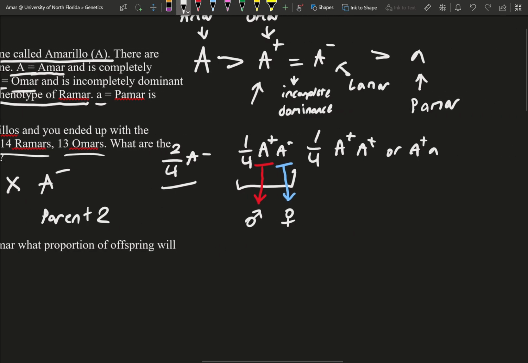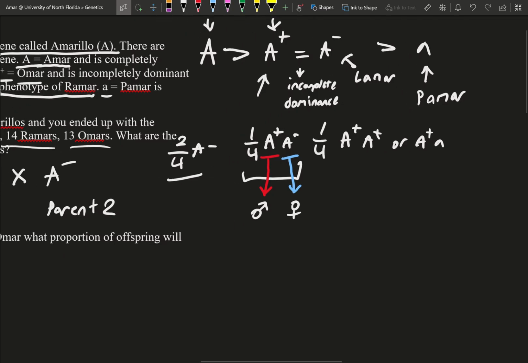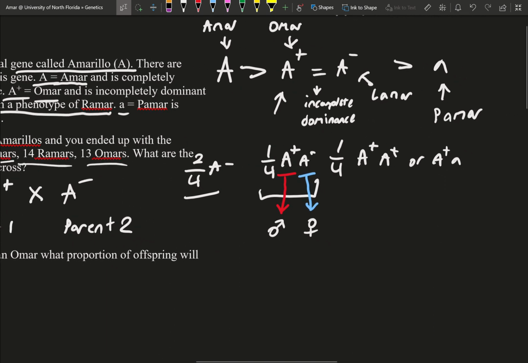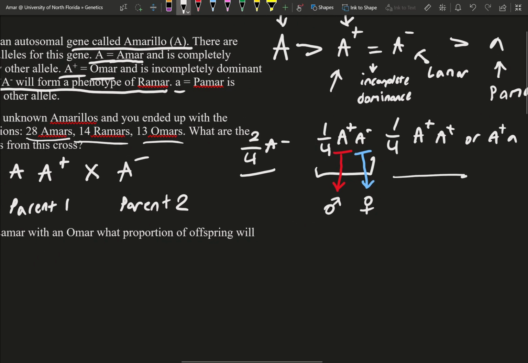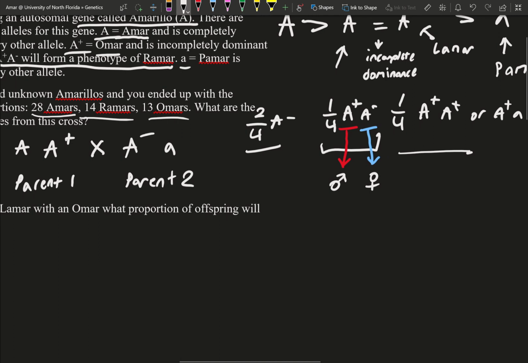And now it tells you that you have a situation like this, where we're getting a 1/4 probability of getting an individual that is an Omar, which is basically big A plus, or you could be big A plus little a. So what we need to do now is basically guess and check. You need to figure out what the genotype of parent number 2 is to satisfy this cross. So what we can do is guess and check. We're going to say that this parent number 2 has a little a allele.